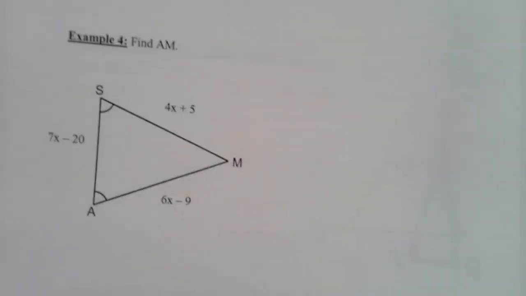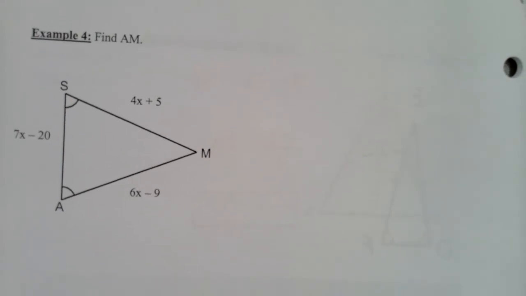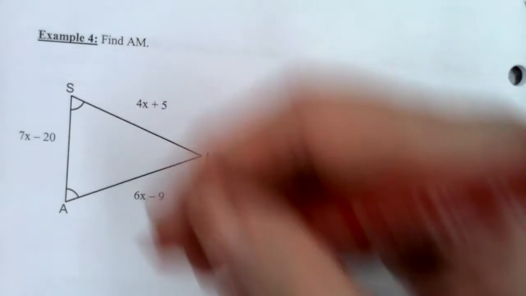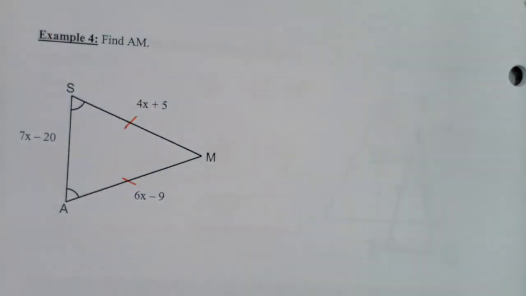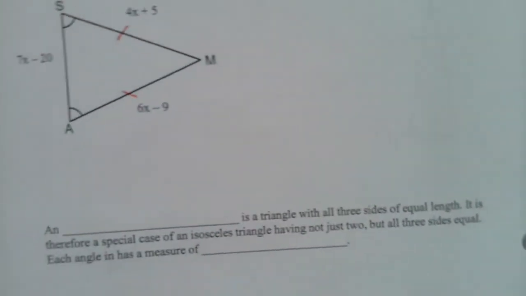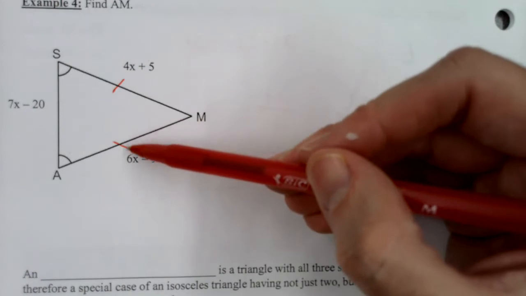Example 4, find AM. Now this one might be a little tricky. You have some extra information in this problem that you do not need. So if you look at it, angle A is congruent to angle S. So the sides opposite those two angles are congruent. So it means that this side is congruent to this side. Those are the two congruent sides, because these two angles are congruent. The congruent sides are the sides opposite those two angles, which are these two sides.